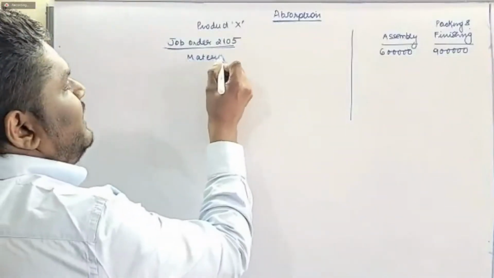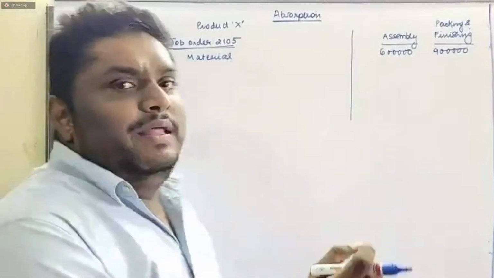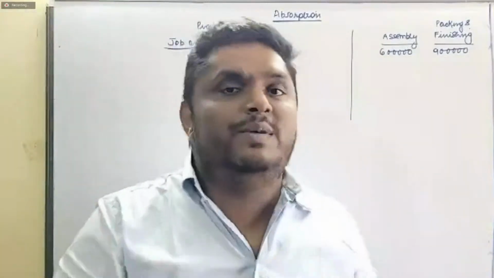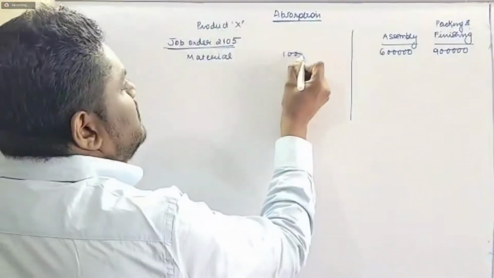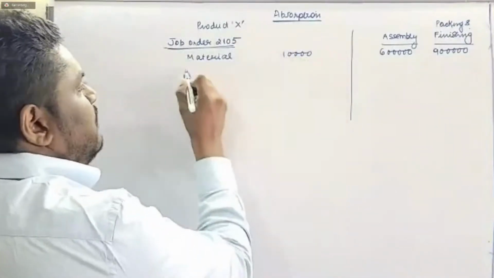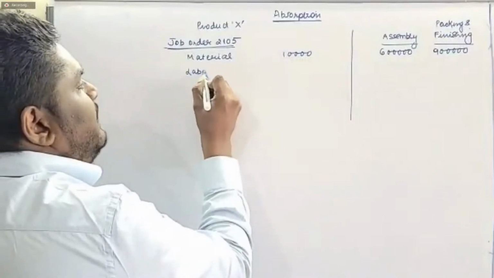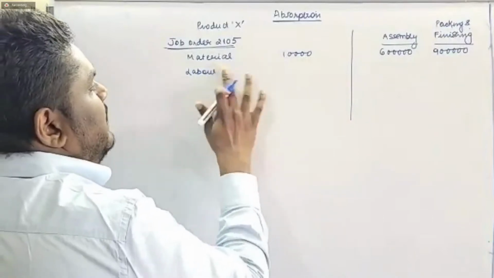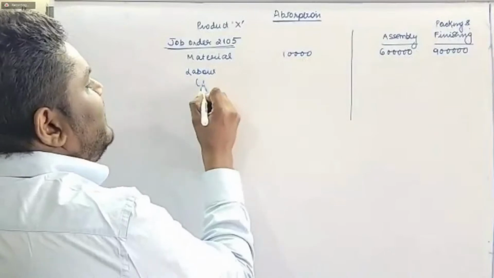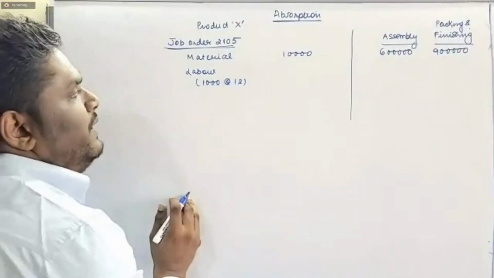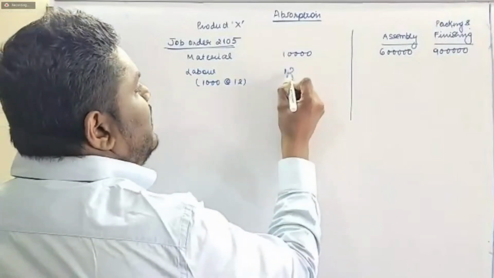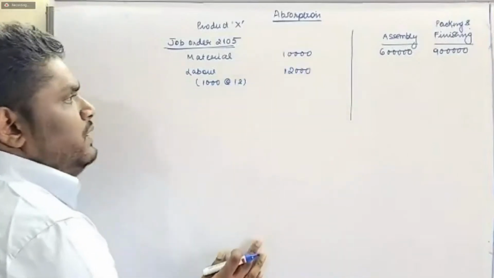They will just figure out how much material will be required. They can easily identify how much material will be required. So let's say material is utilized of rupees 10,000. Further, when talking about labor cost also, let's say we dedicated 1,000 labor hours and we are paying labor at the rate of rupees 12 per hour. So my total labor cost is how much? 12,000.